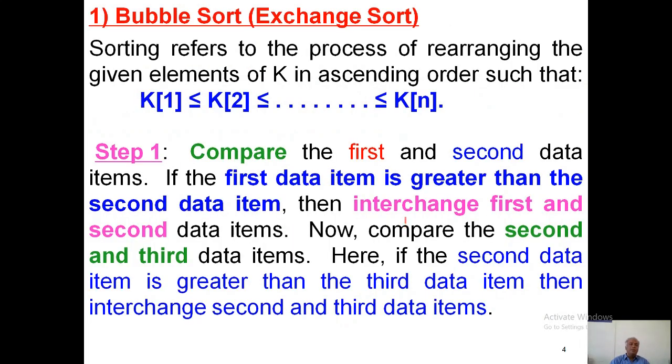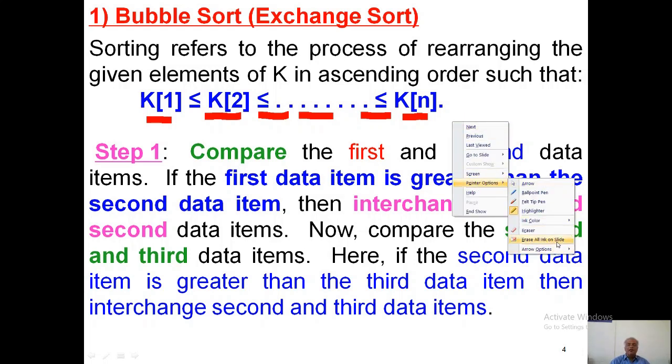First we will go through bubble sort. It is also called exchange sort. Bubble sort is a process of rearranging the given elements in ascending order. Ascending order means the first element must be less than or equal to the second element, the second less than or equal to the third, the third less than or equal to the fourth, and the n minus 1 element less than or equal to the nth element. So you need to arrange all the elements in ascending order only.